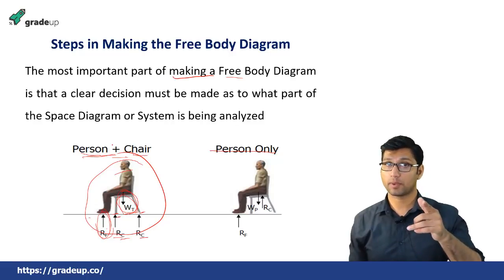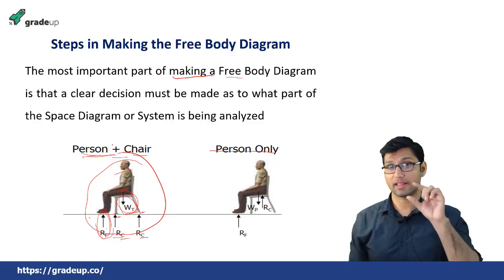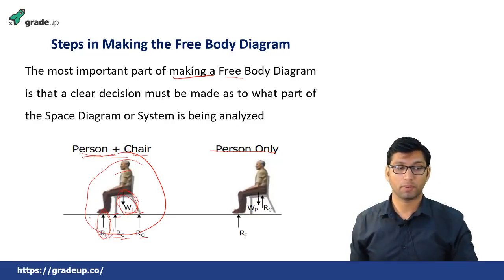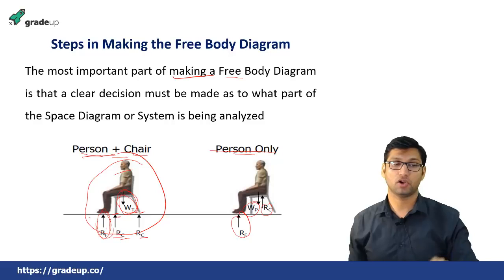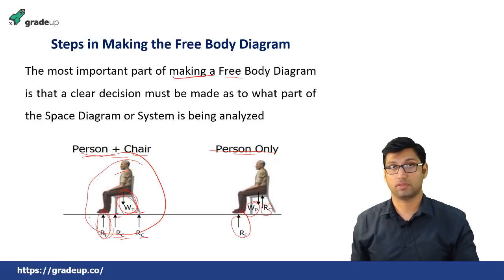So if you need to draw the free body diagram of person and chair both, then this will be the free body diagram. But if you need to draw the free body diagram of the person only, then there will be the weight of the person, there will be a reaction force of the chair, and there will be a reaction force of the feet of the person. Okay, so this is the difference.